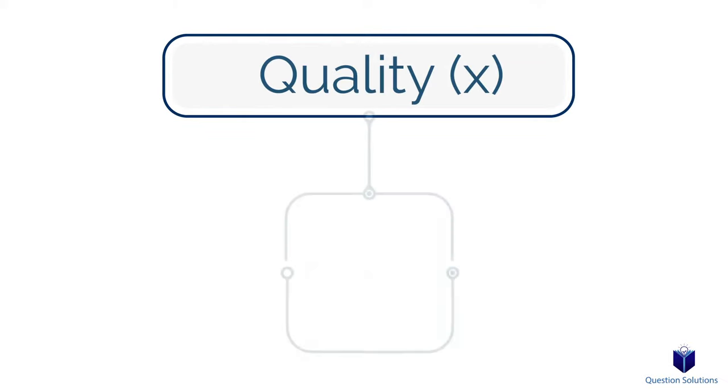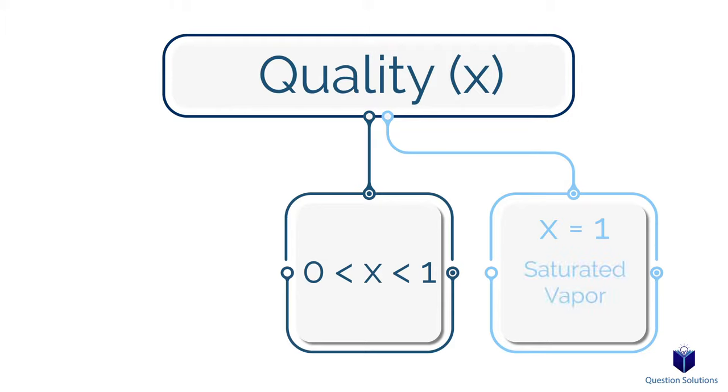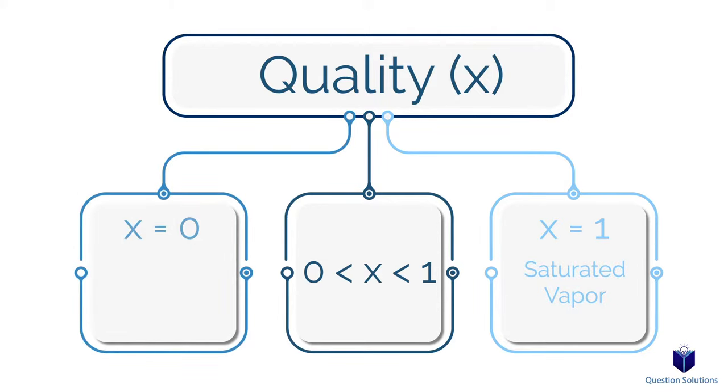Quality can have values between 0 and 1. If we have a quality of 1, then it's a system that has only saturated vapor. And a quality of 0 means it's a system that has only saturated liquid.